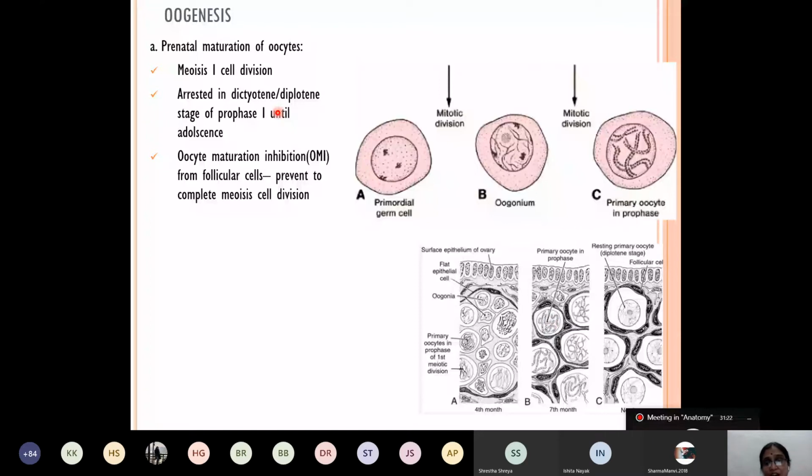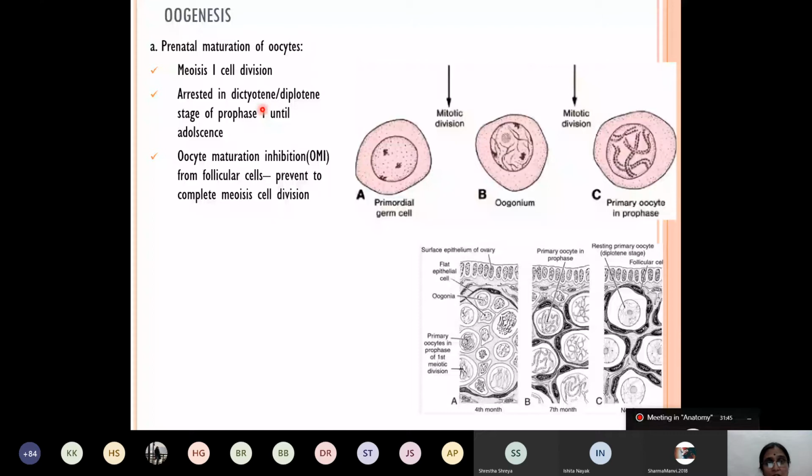This is a very important viva question in the practical exam and spotter question. So it gets arrested. What is the factor? The oocyte maturation inhibition factor that is secreted by these follicular cells prevents the completion of the meiotic first cell division and it gets arrested in the diplotene stage of the prophase first.